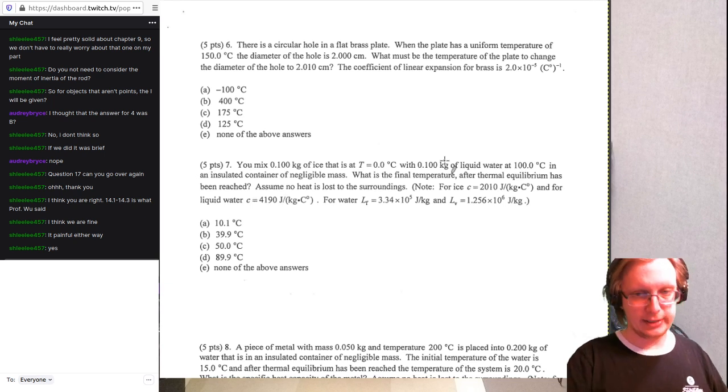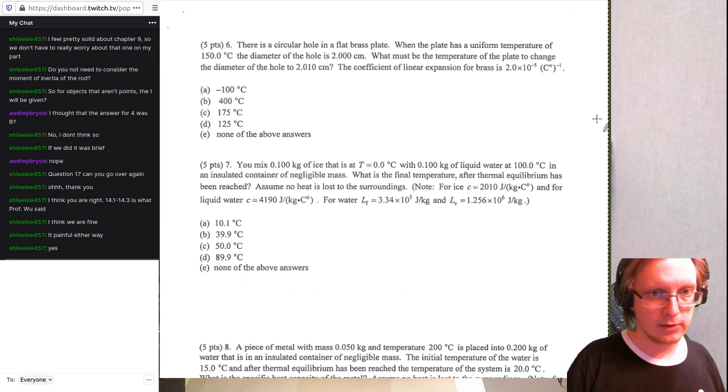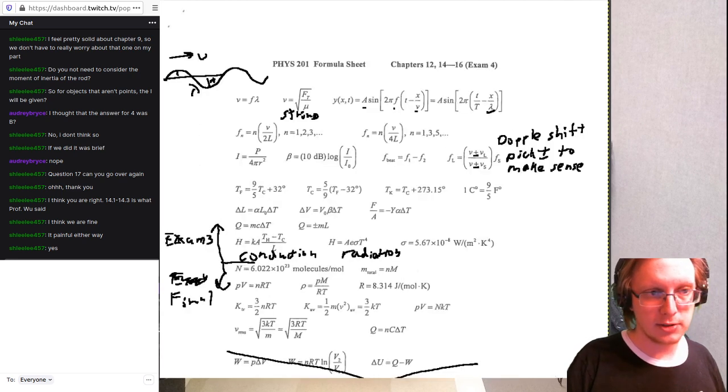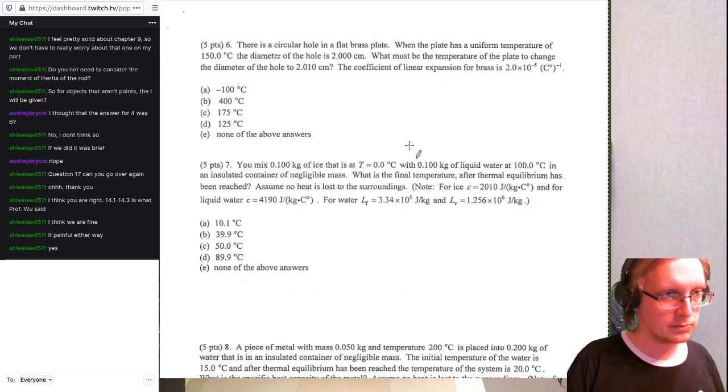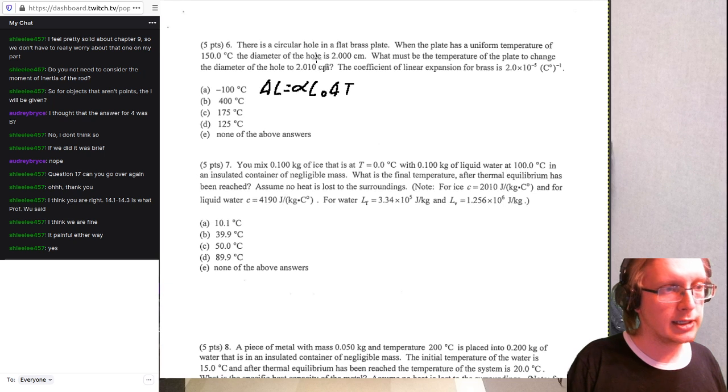Diameter is a linear quantity, so we can do that. Very good. I need to see the equation for that. Change in L is alpha L naught delta T. Change in L is equal to alpha, which has been provided to us, L naught, change in temperature. What must the temperature of the plate change to for the diameter to increase?